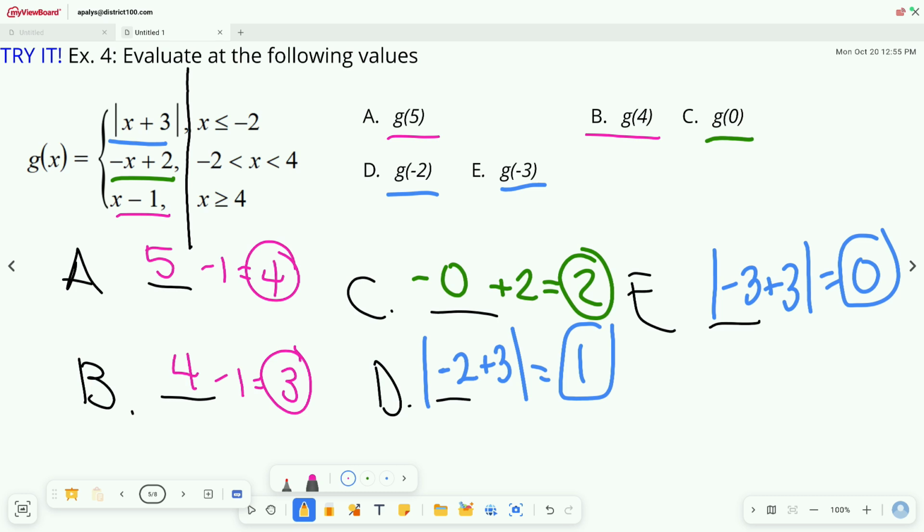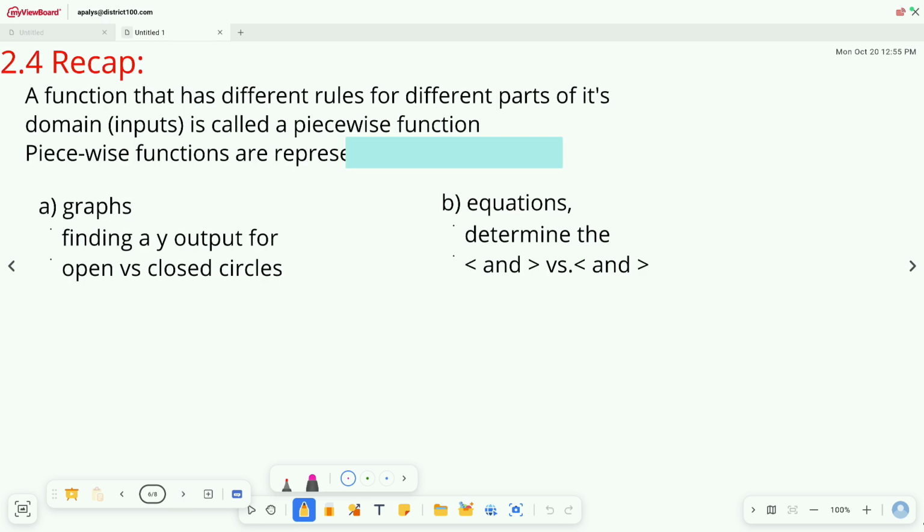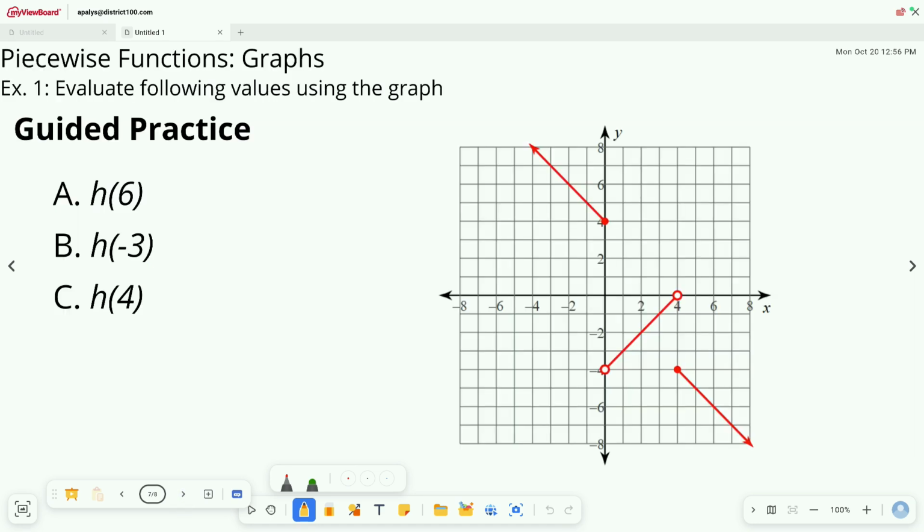Boom shakalaka. Okay. So again, they're giving us the x's for all of these. We need to find the y's. When you have an open versus a closed circle, what are you always going to choose? Always choose closed. All right. Let's do these guided practice real quick. You guys don't have the full graph on your paper. I don't know what happened.